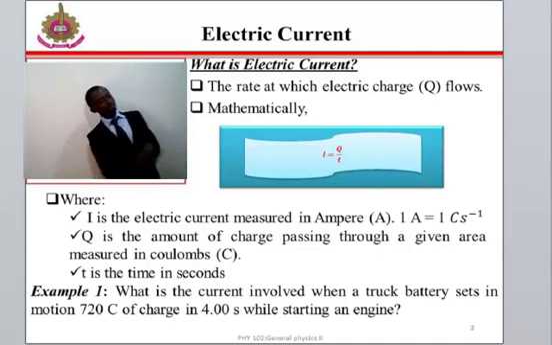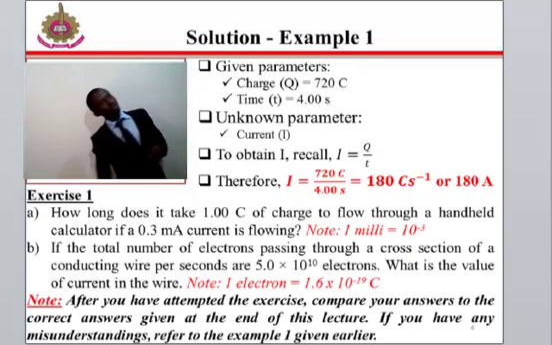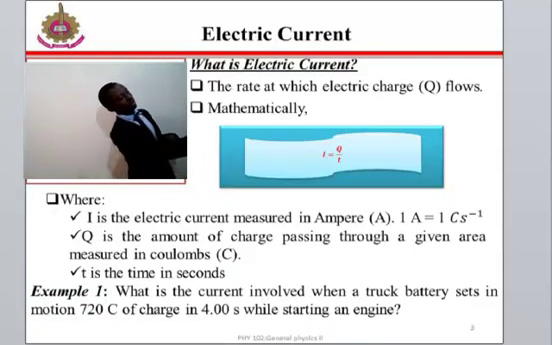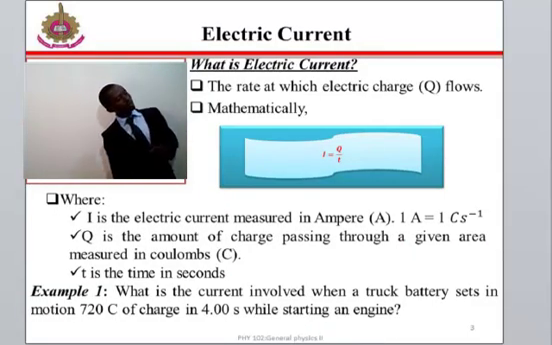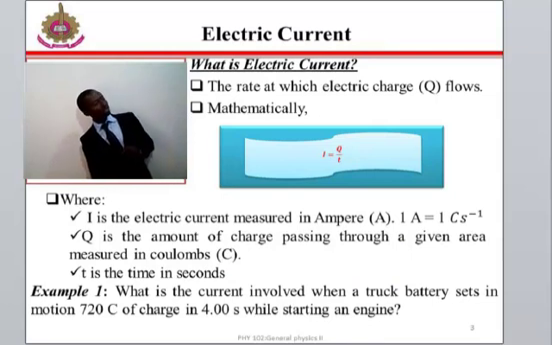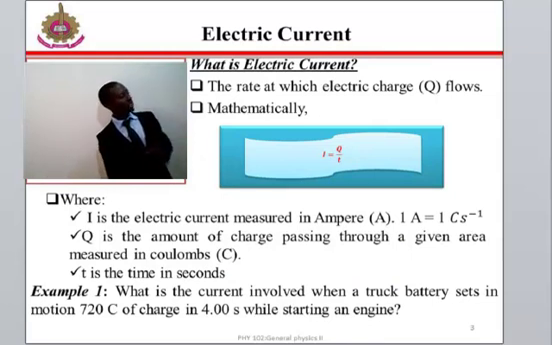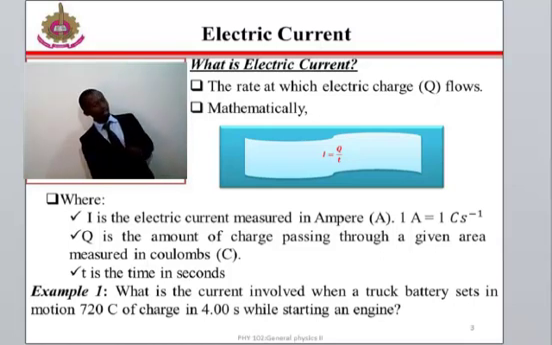Now, let us solve questions on how to determine any of the parameters in the equation of electric current. Example 1. What is the current involved when a truck battery sets in motion 720 coulomb of charge in 4.00 seconds while starting an engine?